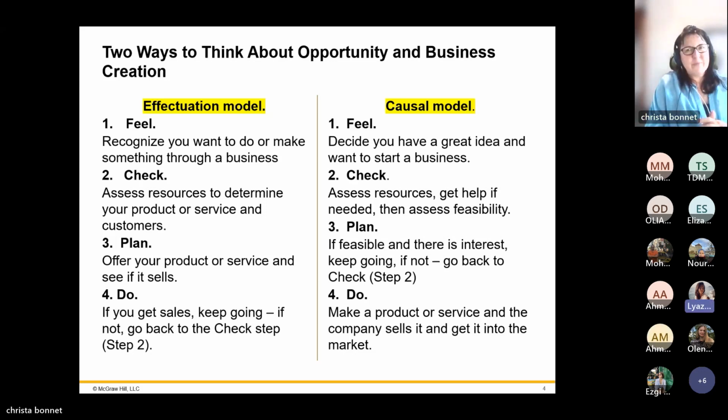Actually, I've never seen the pure model. It's always combining something from one model and the second model. By myself, I've never met going through the causal model or effectuation purely. It's always some combination of the two. Okay, of the two, yes. Very good, thank you for that.